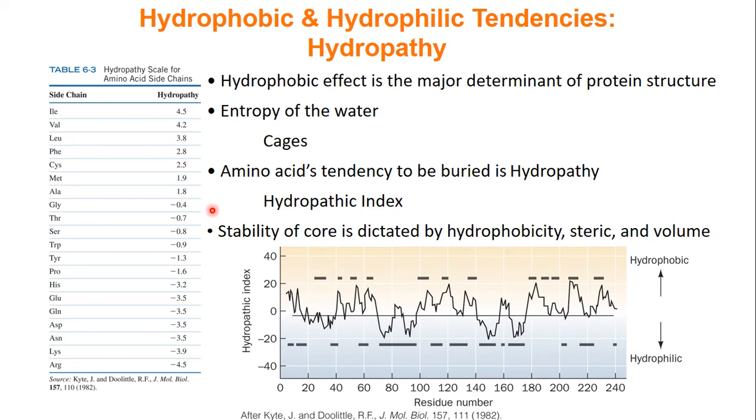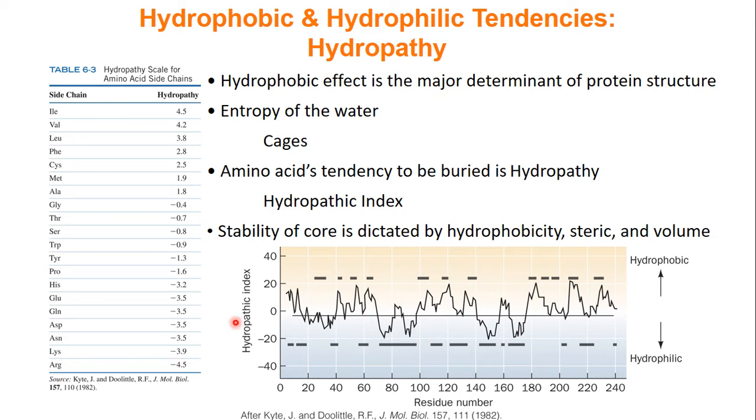And we can rank the likelihood of an amino acid being in the interior, and that's called hydropathy. We have an index for that, the hydropathic index. How to read this chart: the positive numbers are amino acids that are likely to be buried. Negative numbers are residues that will not be in the interior, and it makes sense, right? Isoleucine, valine, high hydropathy numbers; lysine, arginine, negative numbers.